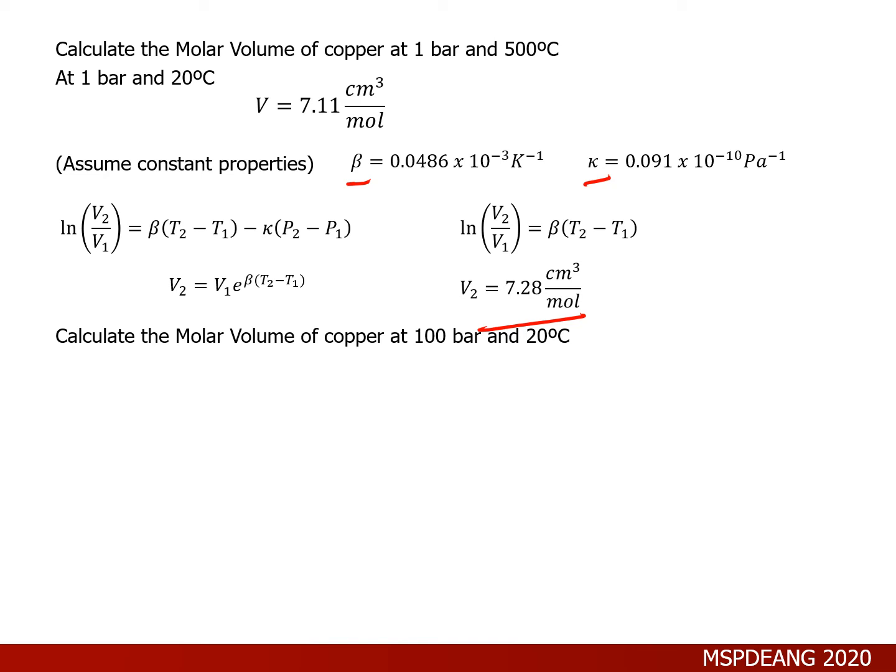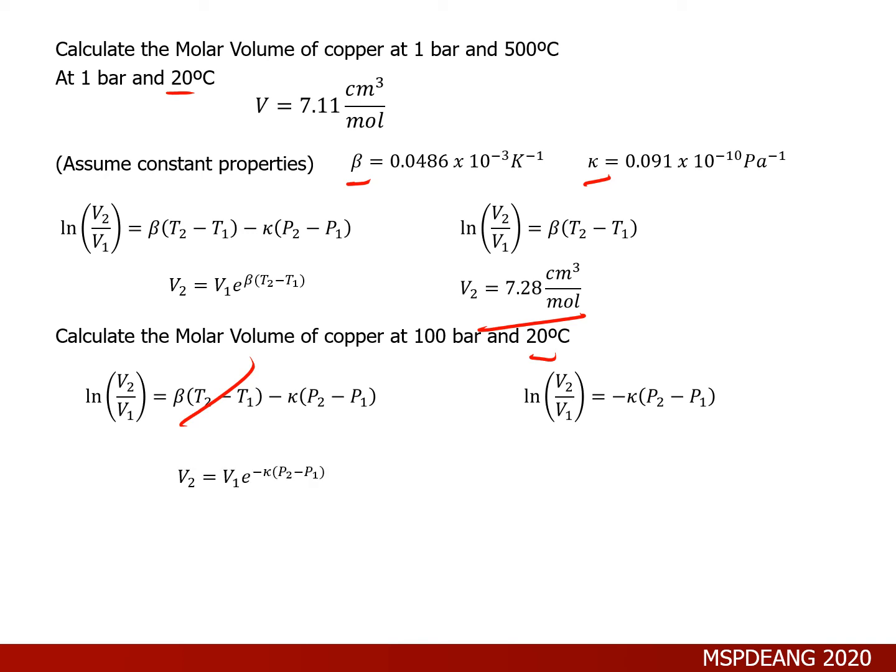So let's now try to estimate the molar volume of copper at 100 bar and 20 degrees Celsius. Okay, so again, from our differential equation, or integrated expression, so same temperature, so we can neglect this. Okay, so ln V2 over V1 is equal to negative kappa delta P, or V2 is equal to V1 times e raised to negative kappa delta P. Okay, so dito lang, you just have to be careful with the conversions.